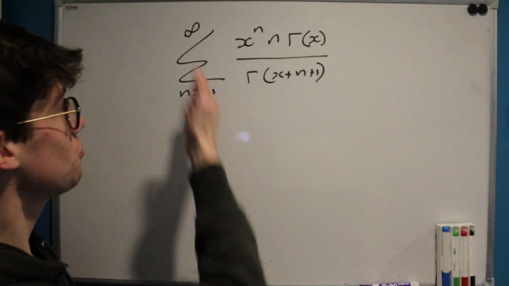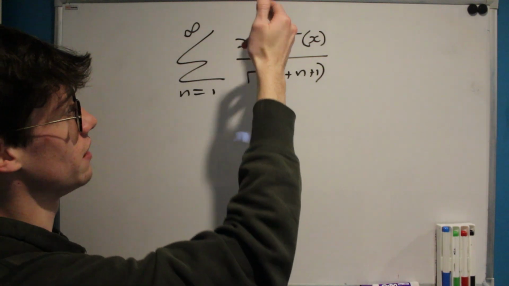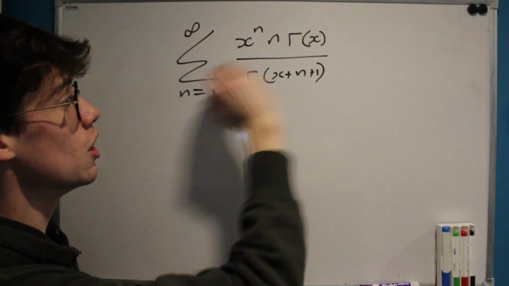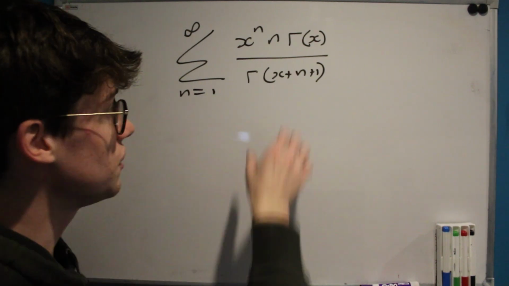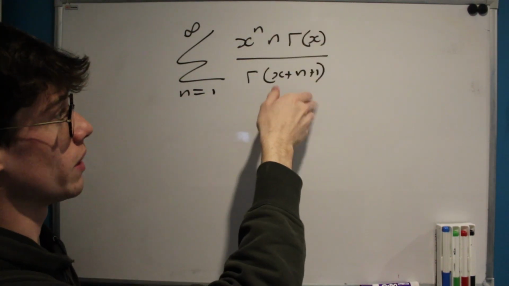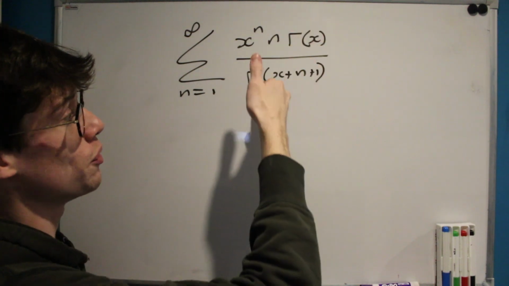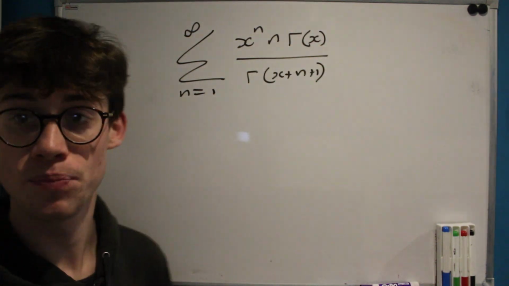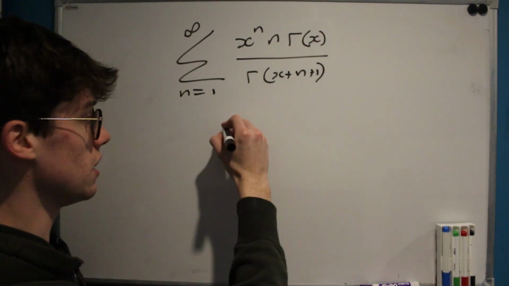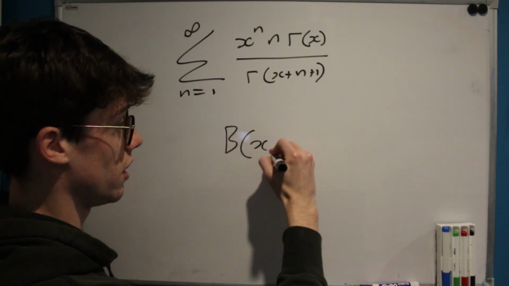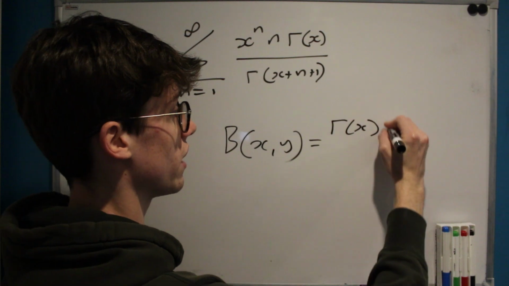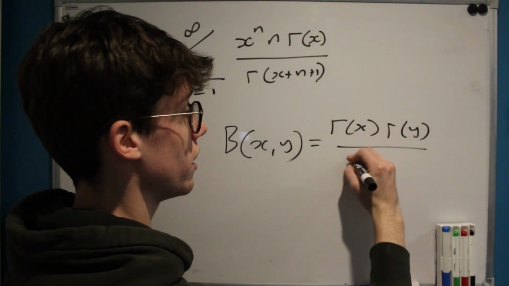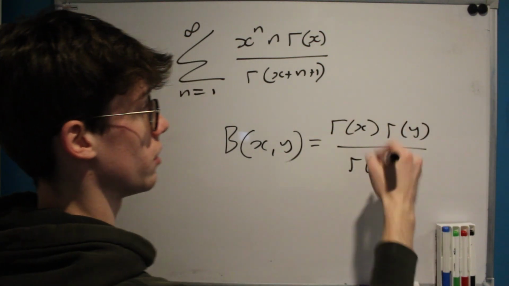It's the sum from n equals 1 to infinity of x to the n times gamma of x, all over gamma of x plus n plus 1. Now whenever I see the gamma function in a relationship like this, where we've got a gamma x on the top and a gamma x plus something on the bottom, I'm instantly reminded of the beta function identity, that beta of x, y is equal to gamma of x times gamma of y over gamma of x plus y.